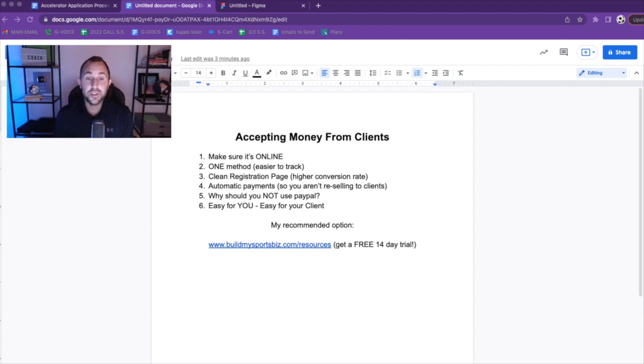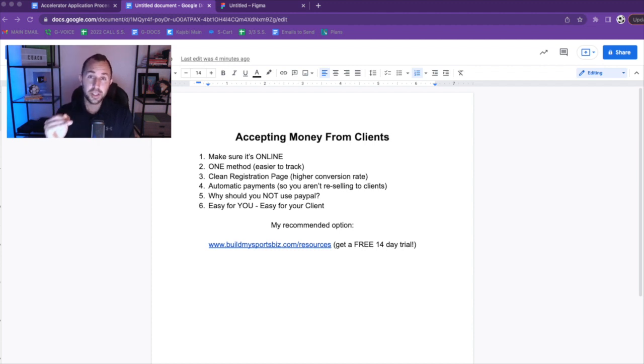All right. Next, you need to have a clean registration page. I've seen this a lot with coaches that do like camps, clinics. If you don't have a clean registration page, if it is confusing, or if it's not really selling anything, the conversion rate is going to be very low. So automatically your conversion rate goes up when you have a clean registration page. If you have a clean registration page, it's easier for them to sign up. You're going to get more signups. So you end up making way more money when your registration page looks good.